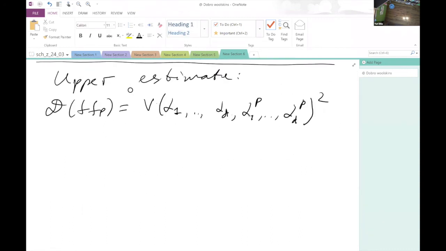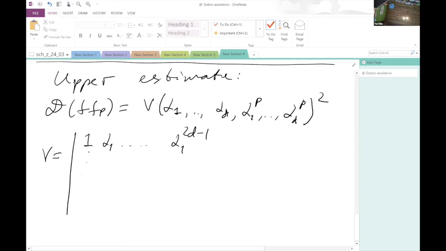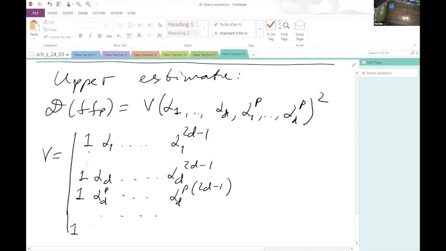And so let us see this Vandermonde. It is 1, alpha 1, etc., alpha 1 to 2d minus 1, 1, alpha d, to 2d minus 1, 1, alpha d plus 1, alpha d plus 1 to 2d minus 1, and finally, oh sorry, alpha 1 here, not alpha d. It's here, alpha d plus 1, etc., alpha d plus 1 to 2d minus 1. And this is just a determinant, so we can estimate it using Hadamard.